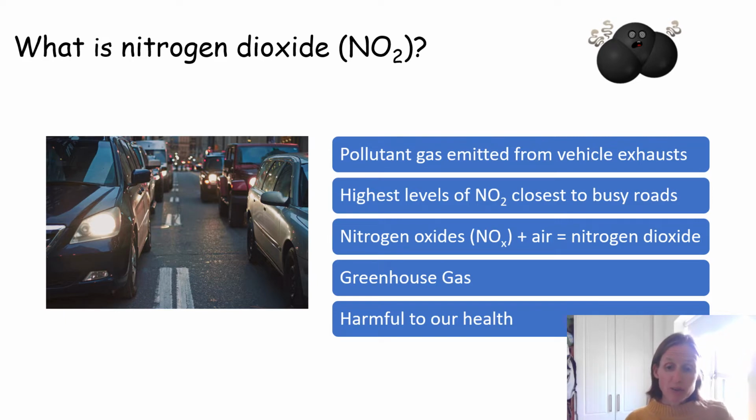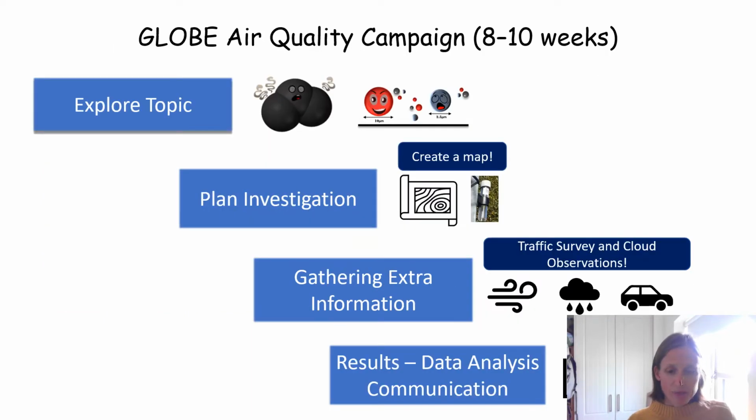So the EPA are particularly concerned about local levels of pollution where they would not have one of their monitoring stations in place to record the levels of NO2 in the area. So this is where schools come into action. We established the GLOBE Air Quality Campaign back in 2019. It really is an 8 to 10 week project, and you can manage and coordinate it in your class or in your school as you like.